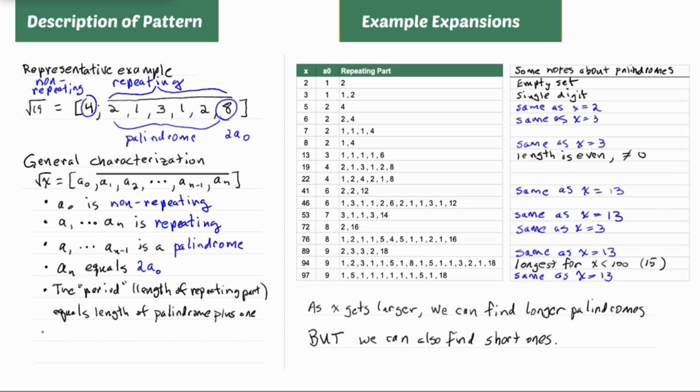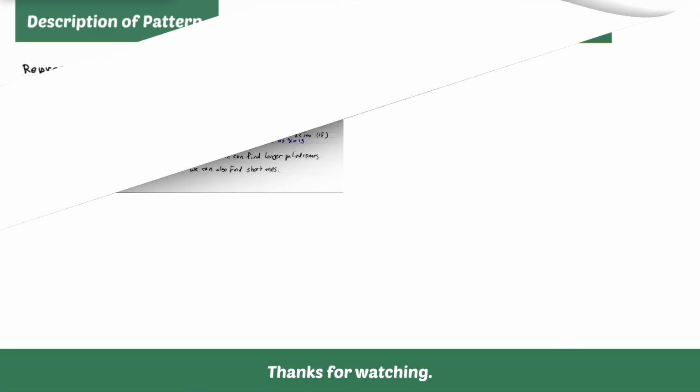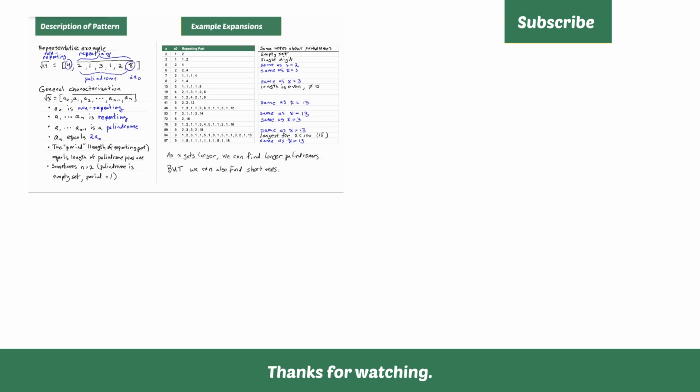We'll add this type of expansion, where there is just one repeating term, to our general characterization. In these cases, n equals 2, the palindrome is the empty set, and the period equals 1. In this video, we describe the pattern that appears when we expand square roots into simple continued fractions, and we discuss some examples. That's all for now.